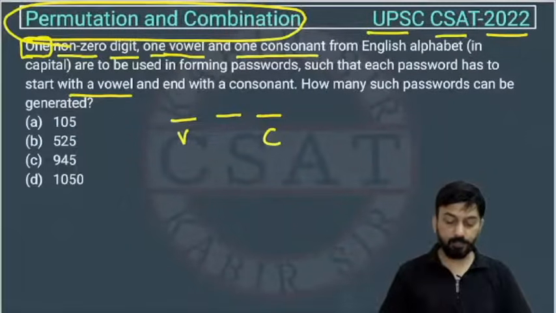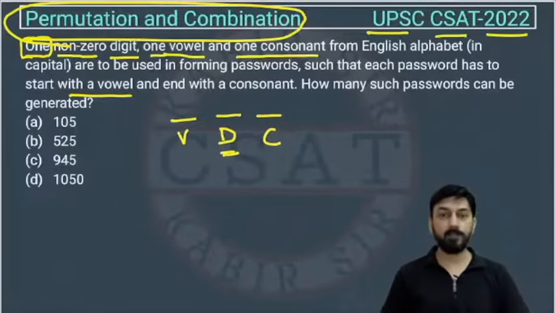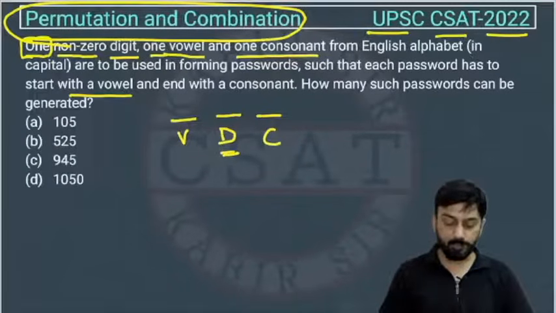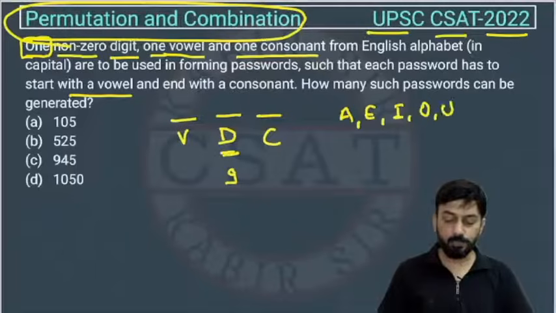And in the middle what will come? The digit will come, because in the password there should be three things. One non-zero digit. So non-zero digits are how many? From 1 to 9. So there can be 9 possibilities, right? And one vowel. So how many vowels do we have in the alphabet? If you remember, we have 5 vowels: A, E, I, O, U. These are vowels, right? And how many consonants?